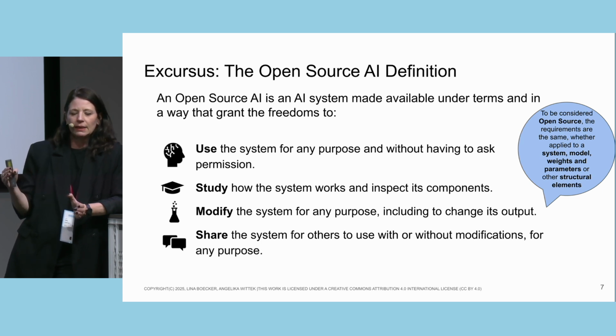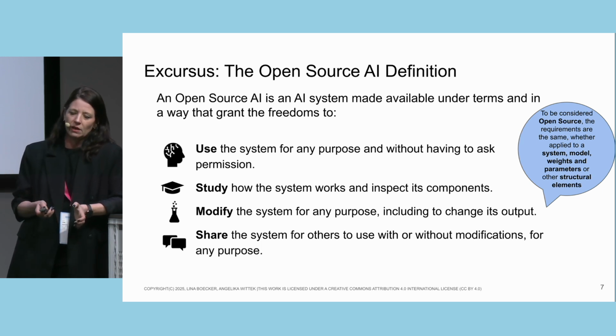And that's why it's mainly a summary of the main principles that have to be obtained in order to make it as open as possible, which is you have to be able to use it, you have to be able to study it, which means that at least the code that's in there has to be open. You have to be able to modify it, to train it yourself, but also to modify the code and the parameters and the weights and so on. And you have to be able to share it via a repository or what have you. These requirements apply to all parts of an AI system or model, which is the model itself, the code in the model, the weights, the parameters, and all the other structural elements that you would have in an AI model.